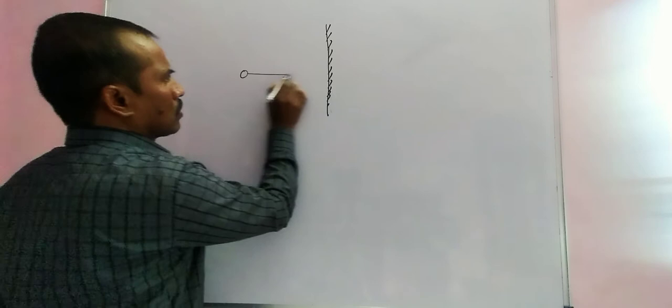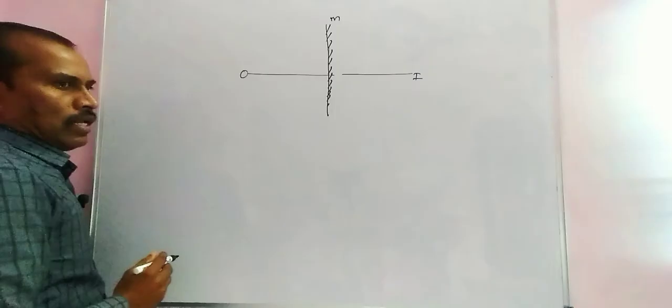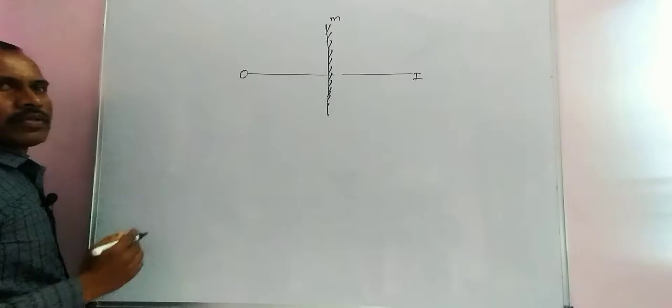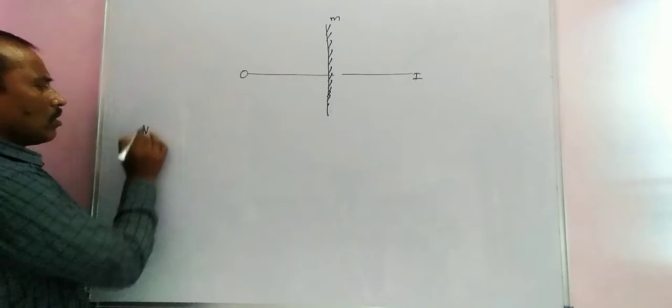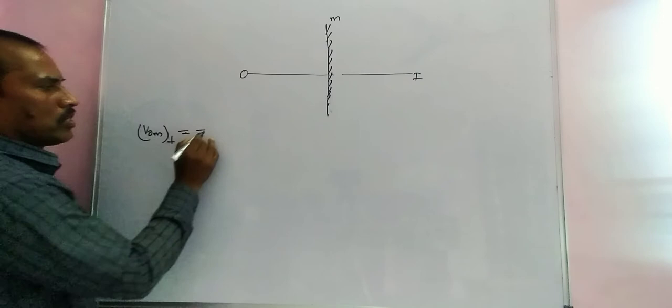This is a mirror. Okay, this one here is the object, this is the image, and the mirror. The relation: the velocity of the object with respect to the mirror is equal to the velocity of the image with respect to the mirror. That means the velocity of the object with respect to the mirror, perpendicular, is equal to the velocity of the image with respect to the mirror, these two are perpendicular.